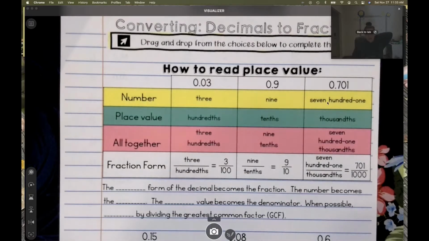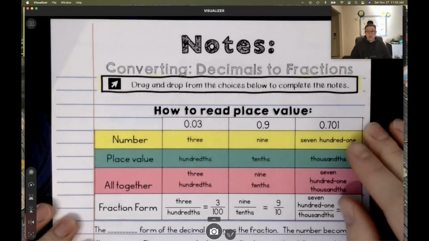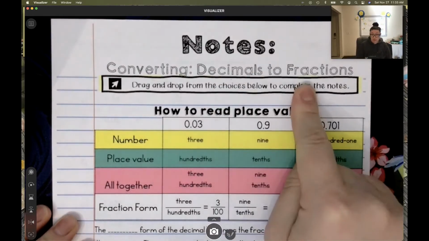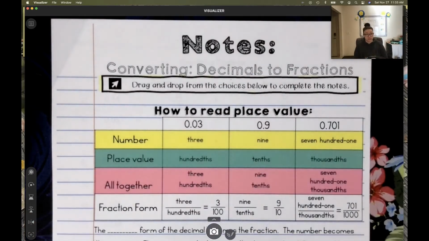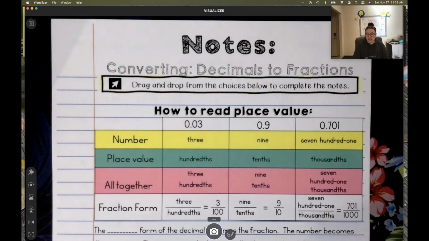Now that we've gone through place value, we're going to look at how to turn decimals into fractions. Remember, to go from a fraction to a decimal, we divide. To go from a decimal to a fraction, we have to know place value. So make sure you've got your place value notes that we just did handy to help you out.